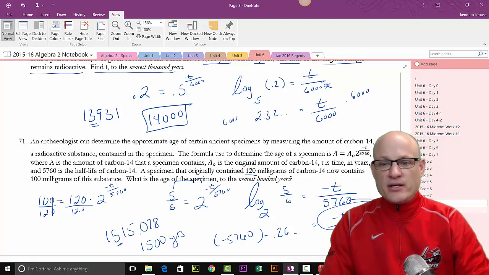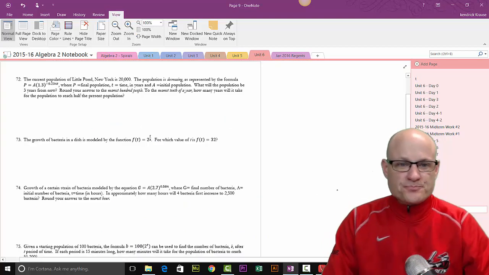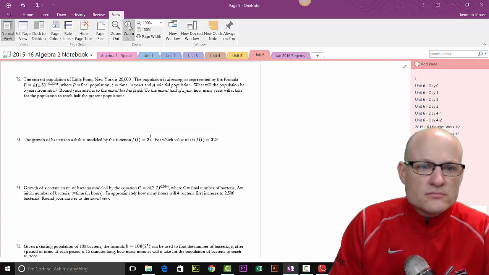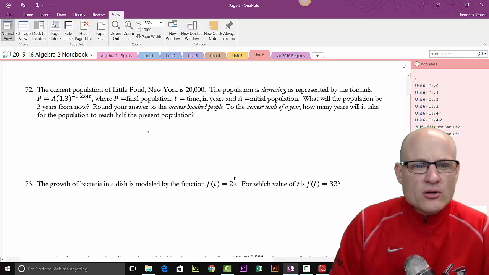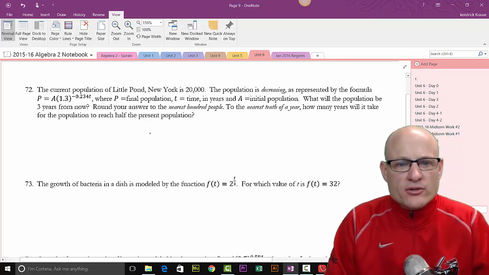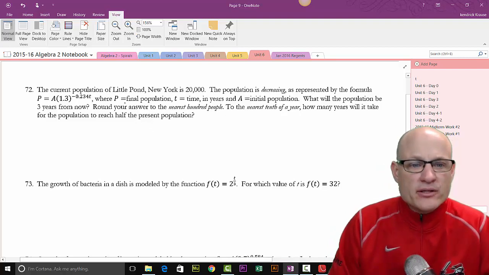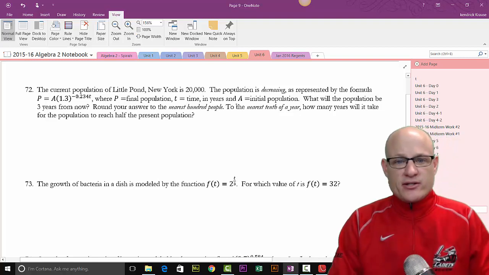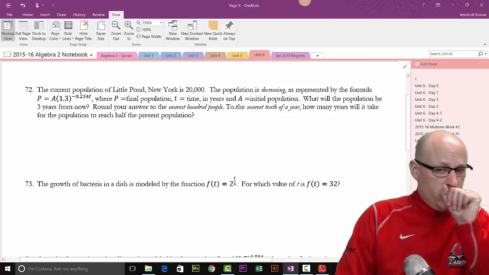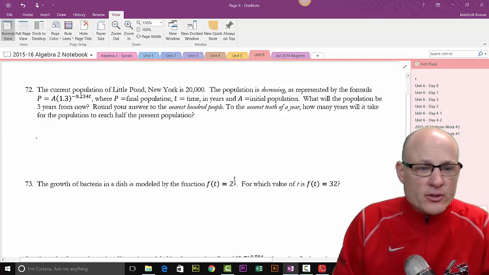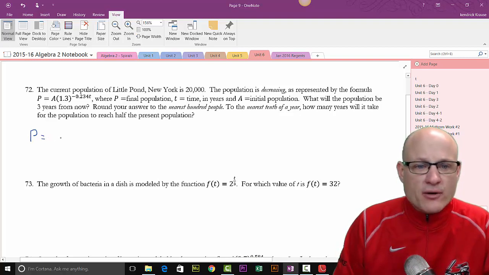All right, page 9. The current population of Little Pond, New York is 20,000. The population is decreasing, represented by the formula of that, where P is the final population, T is time, and A is the initial population. What will the population be? So we don't know what P is. In 3 years from now.